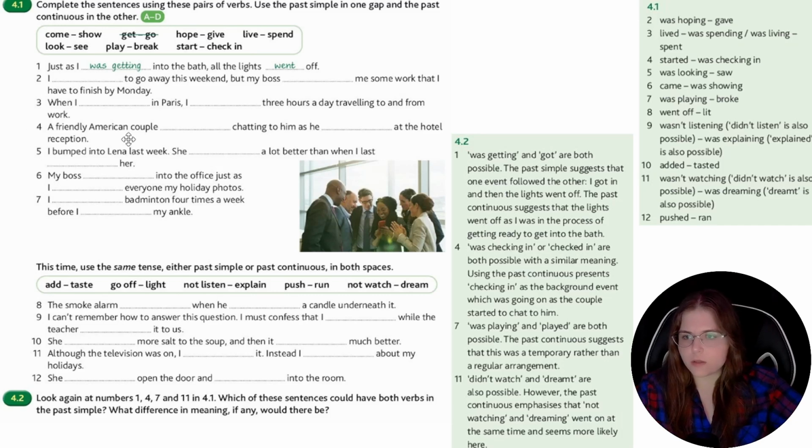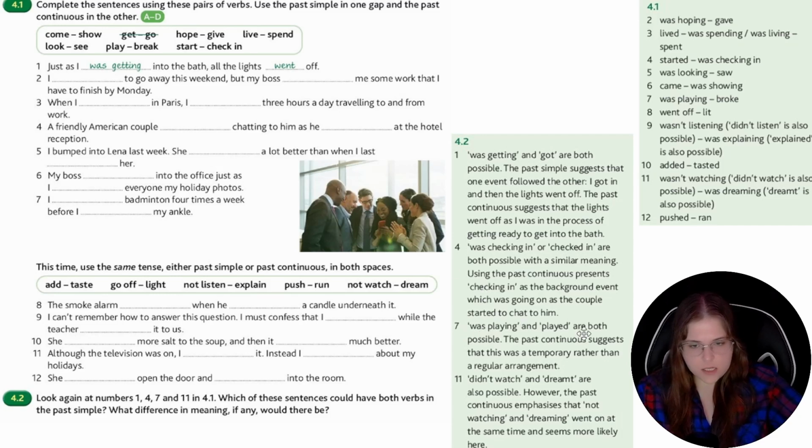A friendly American couple started chatting to him as he was checking in at the hotel reception. Was checking in or checked in above are possible with a similar meaning. Using the past continuous presents checking in as the background event, which was going on as the couple started to chat to him. Well, 7. I was playing badminton 4 times a week before I broke my ankle.